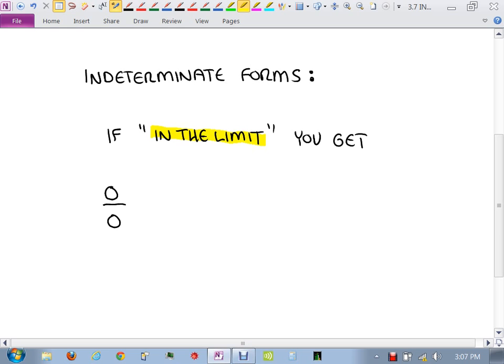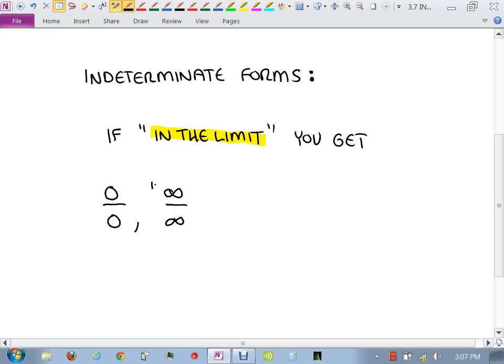We can't tell you what the answer is until we do what to it? What did I always tell you to do once you had 0 over 0? Some sort of algebra, some sort of trick. We may or may not be able to get an answer, but I can't tell you right off the bat. I can't determine the answer just by looking at it. I have to do something. So it's indeterminate. What's another type of form where we had the same thing? Yeah, infinity over infinity.